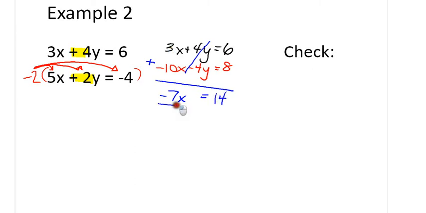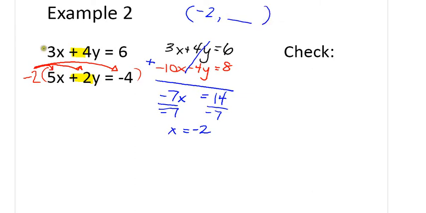Divide both sides by negative 7. And x is equal to negative 2. Cool. So here I think that my x value will be negative 2. Let's go ahead and find our y value.